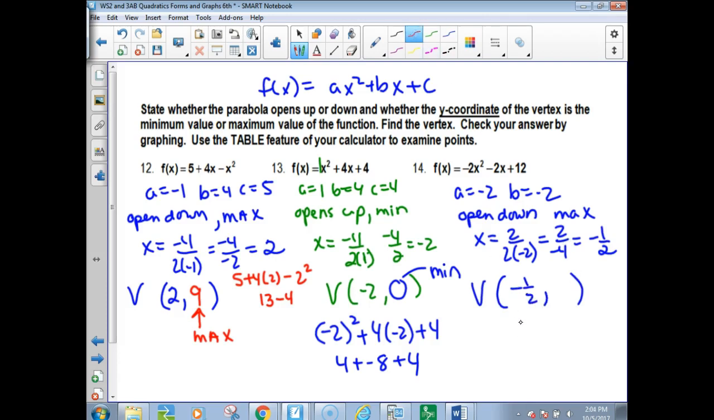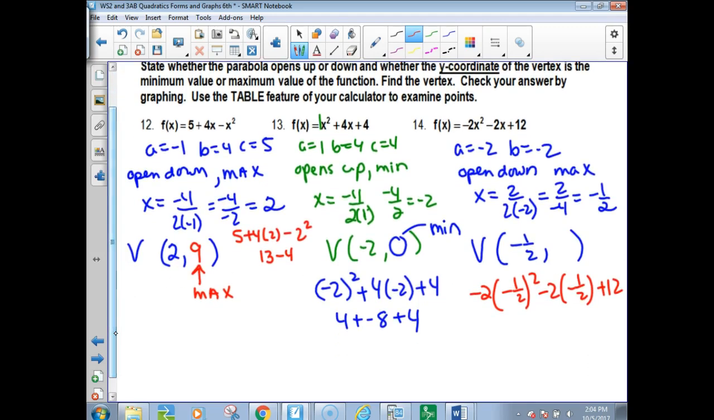I'm going to plug in -1/2. -2 times -1/2 quantity squared minus 2 times -1/2 plus 12. Now, you can type this on your calculator and at the end hit math enter to get it to be a fraction, but I'm going to go ahead and do it by hand. If you'd like to just type that in, go ahead. That'd be -2 times -1/2 squared would be +1/4. -2 times 1/2 would be -1. So I do -2 times 1/4 is going to be -2 over 4, which is -1/2.